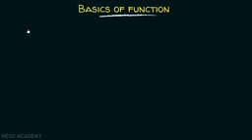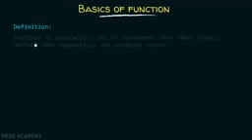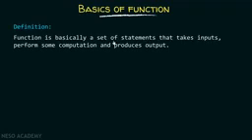Let's try to understand the definition of the function. Function is basically a set of statements that takes inputs, performs some computation, and produces output. That means you can think of function as some set of statements that can take some input, perform some computation on those inputs, and it then produces some output.